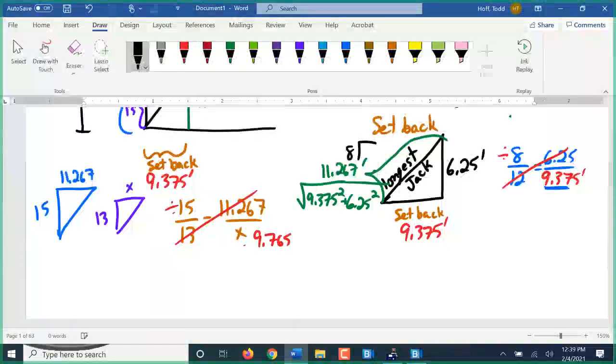We're going to get a decrease there, 11.267 minus 9.765.